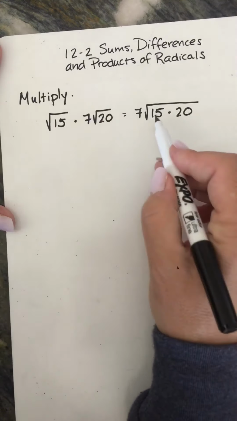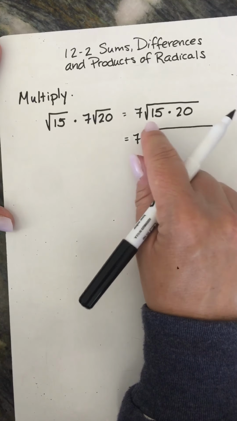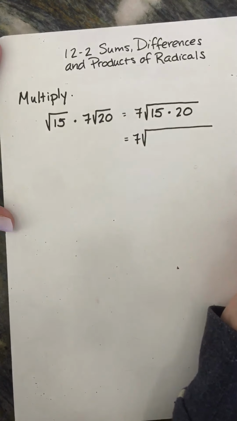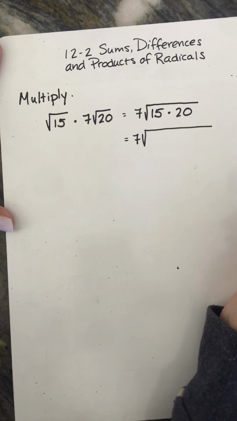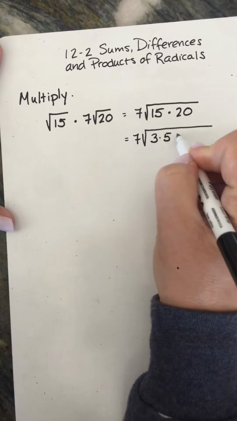So I can rewrite this as 7 square root of, we're just doing the prime factorization of what's inside the radical. Does anybody remember what that's called? The radicand? Okay, here we go. 15 is 3 times 5. 20 is 5 times 4, but 4 can be written as 2 and 2.